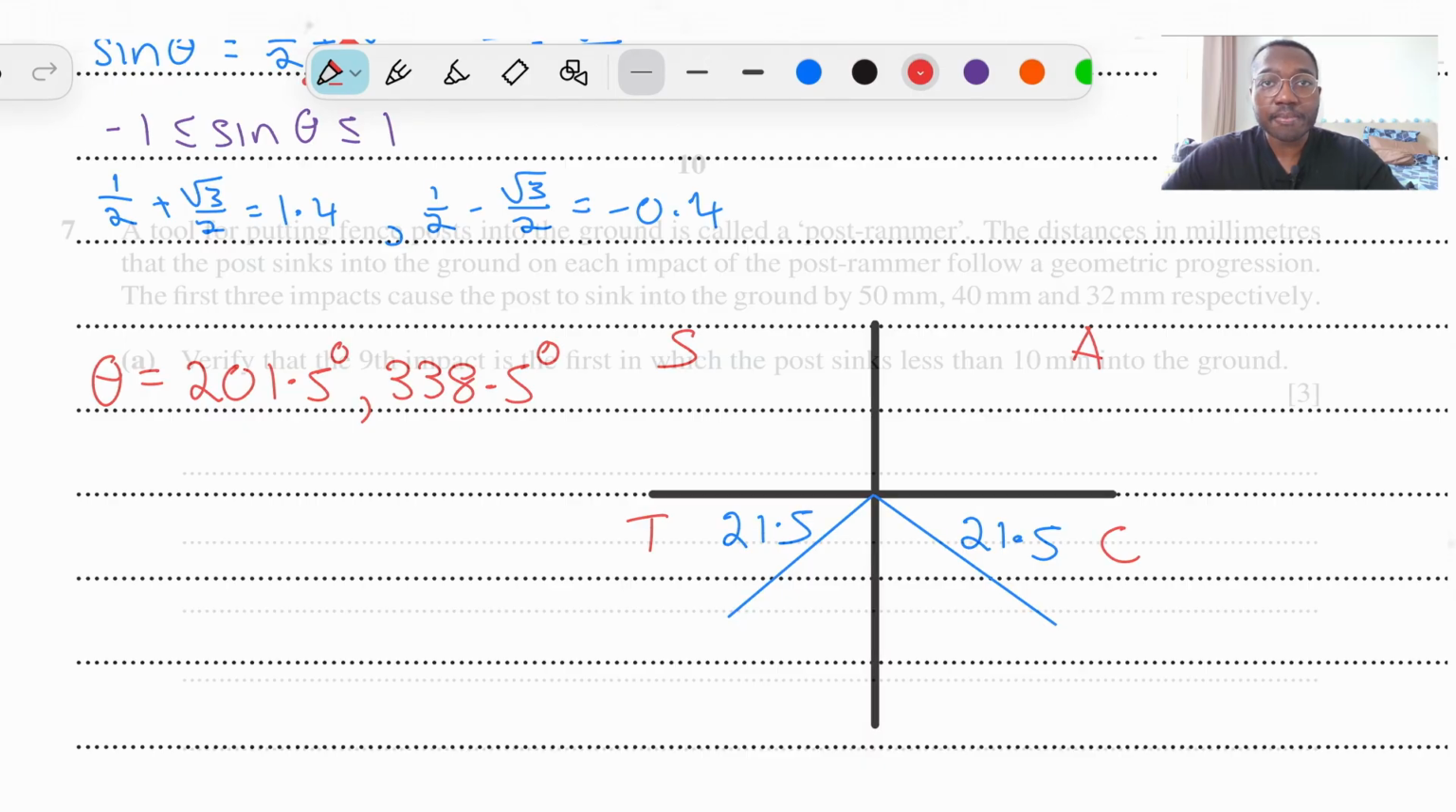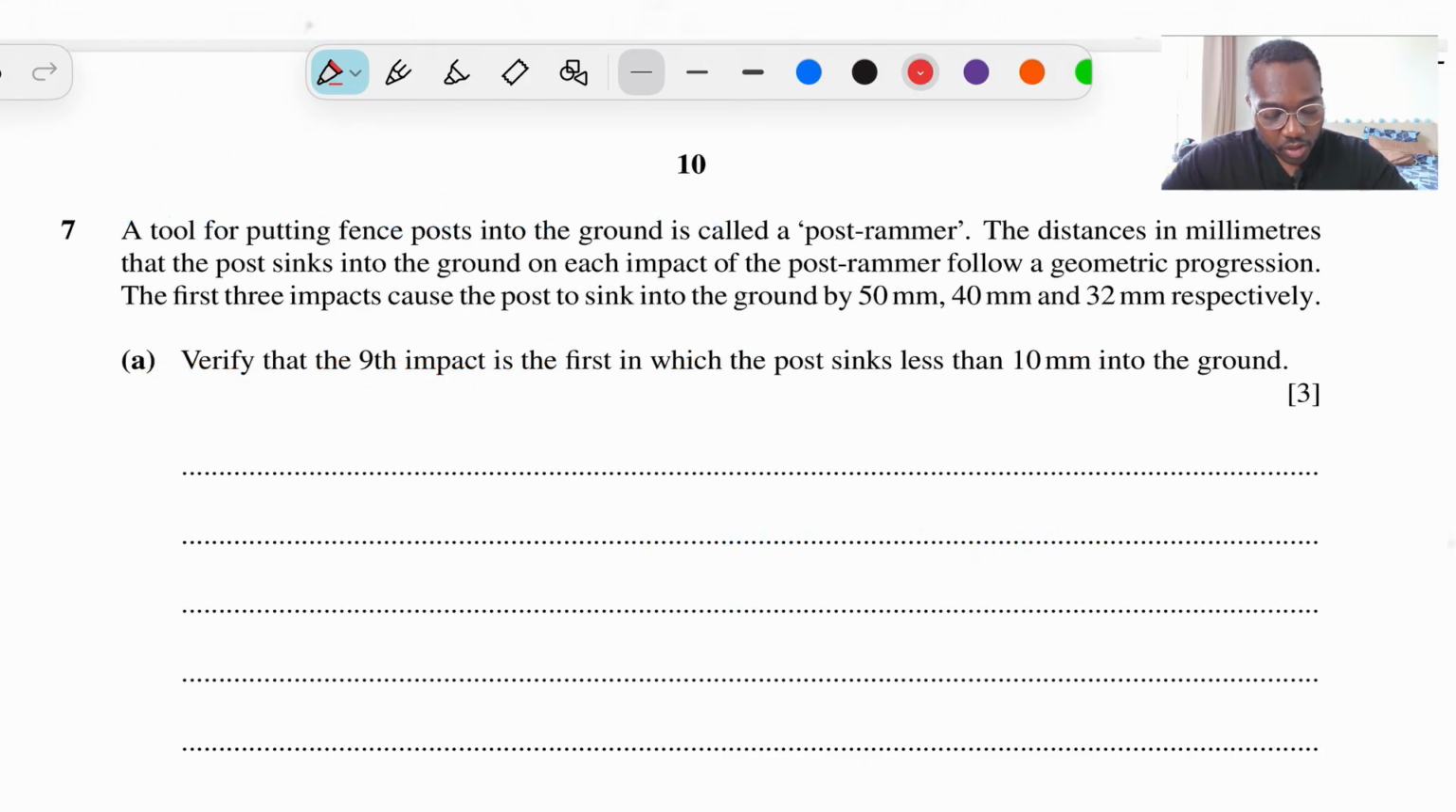Therefore, our two values would be 201.5 and 338.5 degrees. So for this question now, we've got a tool for putting fence posts into the ground. It's called a post rammer. Distances are in millimeters. That the post sinks into the ground on each impact of the post rammer.